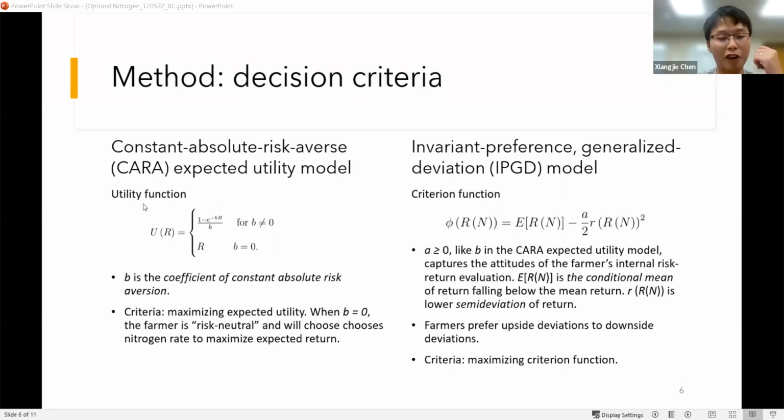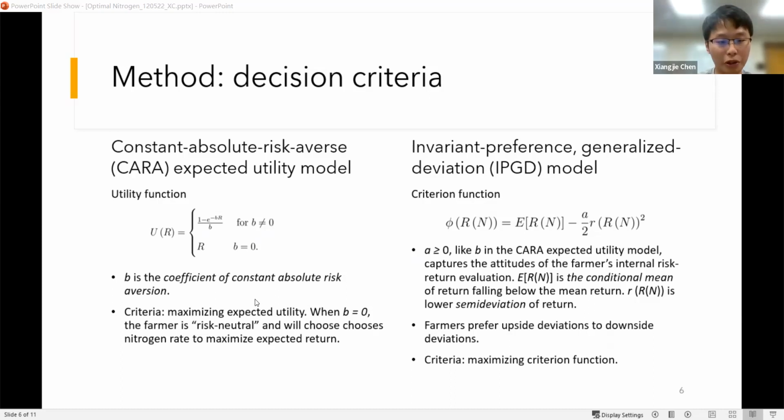Yeah, our goal is to maximize farmers' utility, and the utility function is set as an exponential utility form. That is very commonly used in risk analysis. In the equation, B is a coefficient of constant absolute risk aversion that reflects the farmer's opinion on the risk and the return. If a farmer is very risk averse, then he will have a high value for B. Our criterion would be to maximize the expected utility.